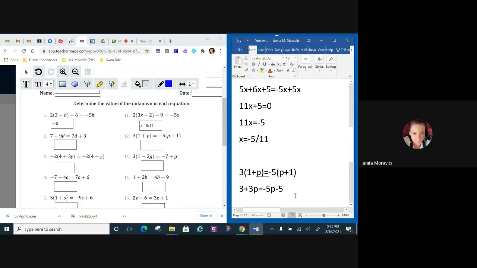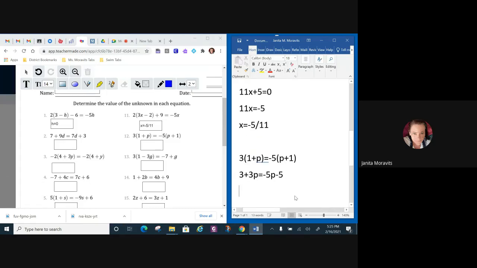All right, so let's do this. Let's move our p's over here and see what we have. Well, if we have negative 5p and we add 5p, that leaves us with no p's over here. But we have to add 5p over here, and we already had 3p. So 3 plus 5 would give us 8p.